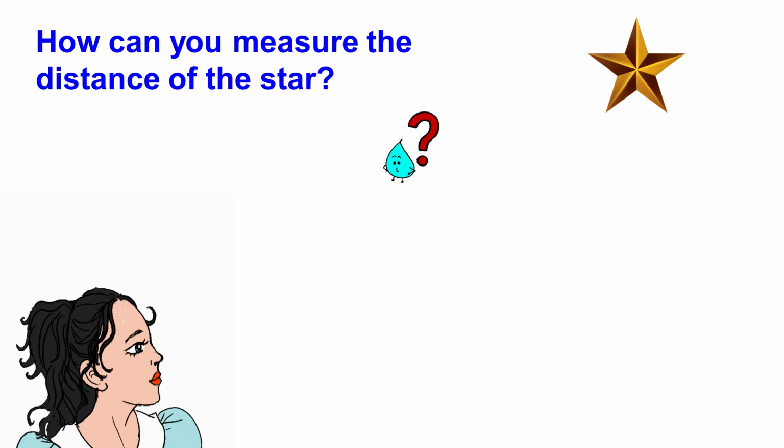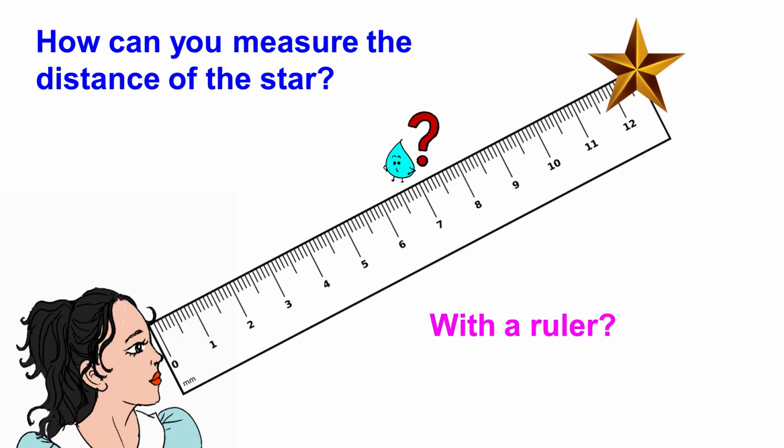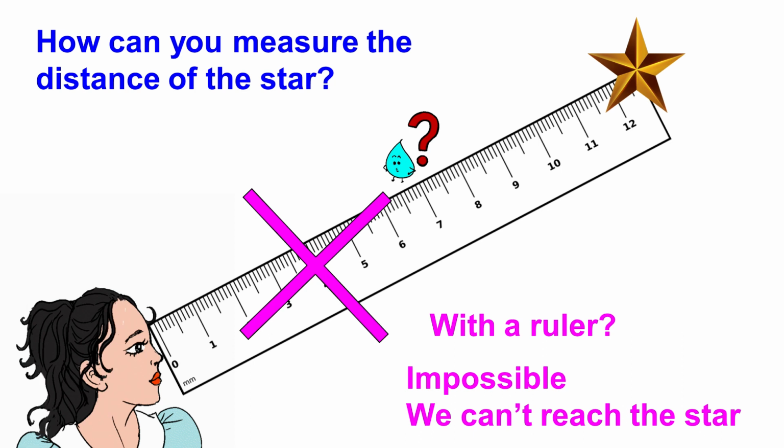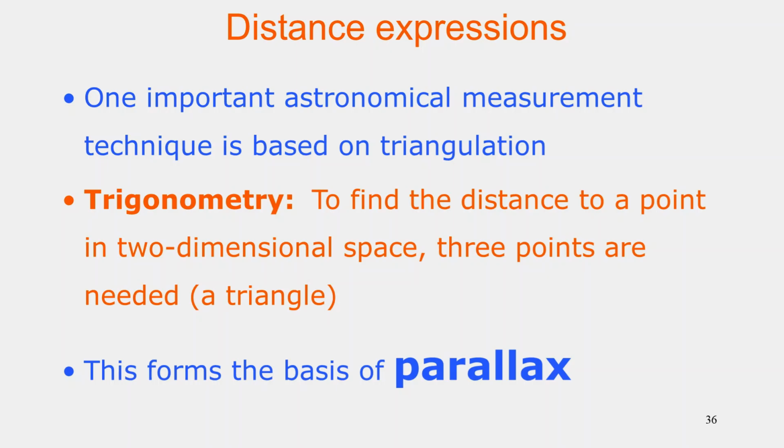How can you measure the distance of the star from the Earth? Can you measure the distance with a ruler? All of us know it is impossible. We cannot reach the star at all. If we cannot do the direct measurement, we can do it another way.